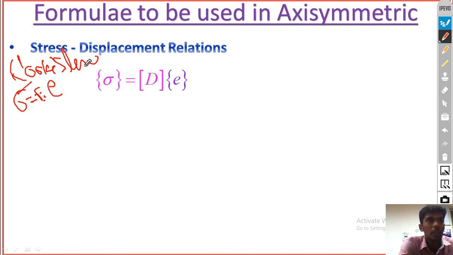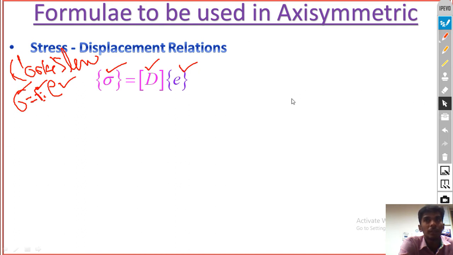So this sigma is replaced by sigma vector, the stress vector. This E is nothing but Young's modulus, that is the material property matrix. Here we are defining D as the material property matrix. So epsilon is the strain for a particular element. Here the strain is for a particular nodal value. Okay, so these three relationships define the stress displacement relationship.